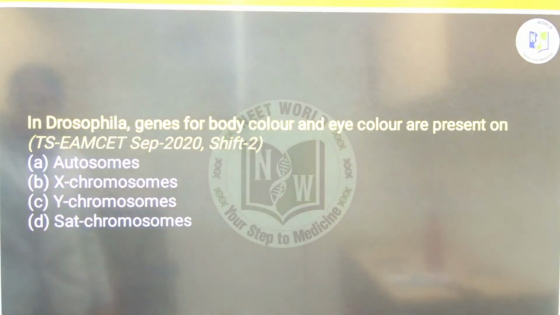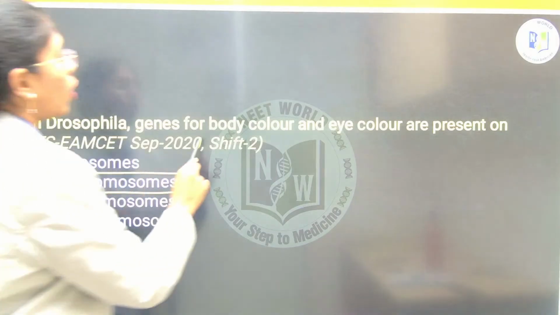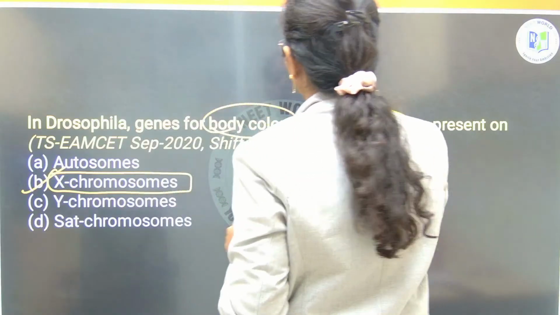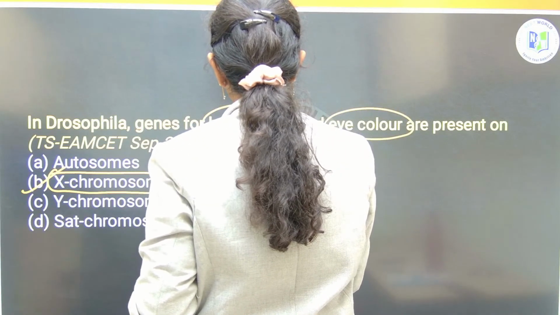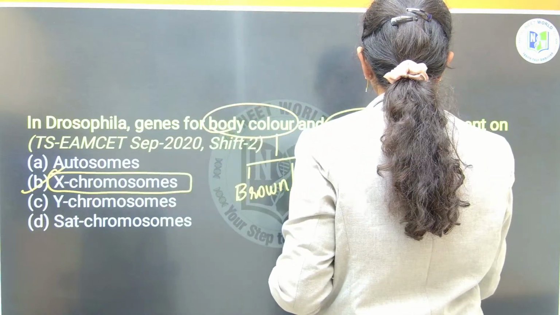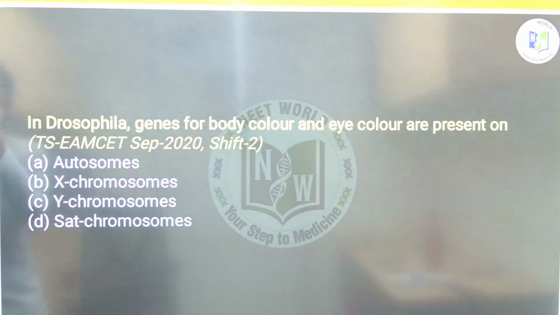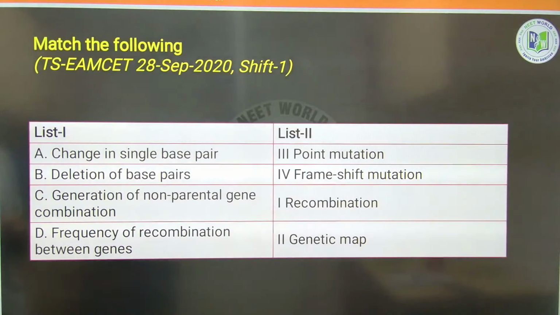Next, in Drosophila, genes for body color and eye color are present on what chromosome? It is present on X chromosome of both female and males. Fine, right? And once again recall the two contrasting traits of body color and eye color. For body color, the traits include brown and yellow. For eye color, the traits include red and white. Clear, right? And then match the following type of questions of both list 1 and list 2.